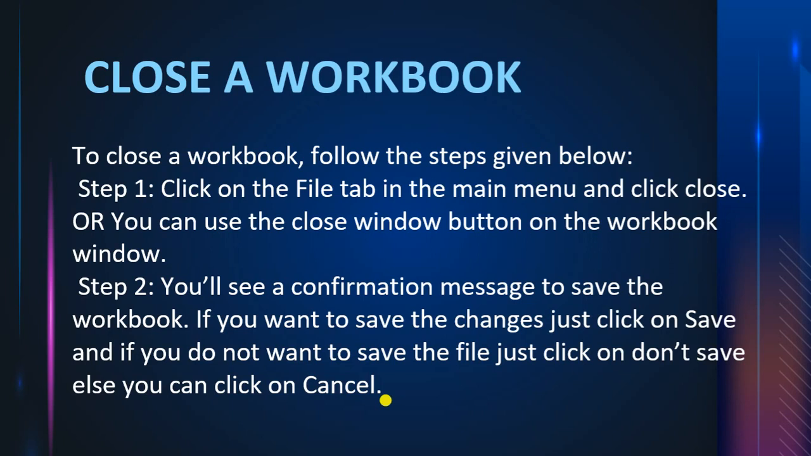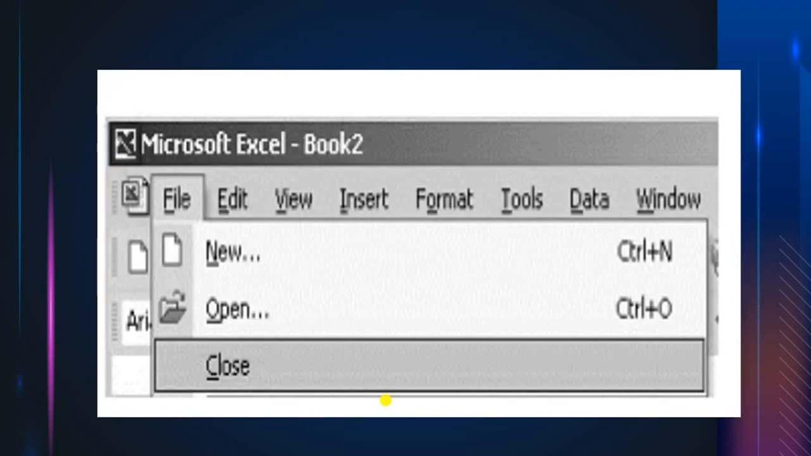If you don't want to save, then just say no, we don't want to save the changes. Or if you want to save the changes, save them and you can save your workbook. And if you don't want to save the changes, click on the cancel button like this. The file option is there. Just click on this close button, and then you will have the option to save the changes or not.